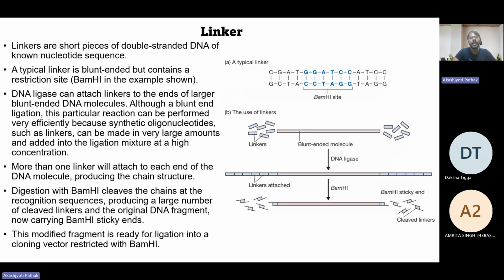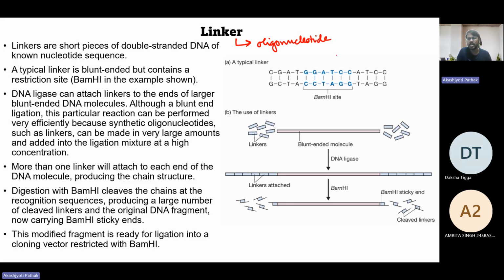Okay. Now linker. This concept was also discussed. What is a linker and what is an adapter? Now, for example, you have digested your gene of interest with a restriction enzyme which causes blunt ends. You do not have a restriction enzyme which can create sticky ends. So in that case, what can you do? In that case, a linker molecule is used. A linker molecule is basically an oligonucleotide. Okay, it is an oligonucleotide which will have your recognition sequence.